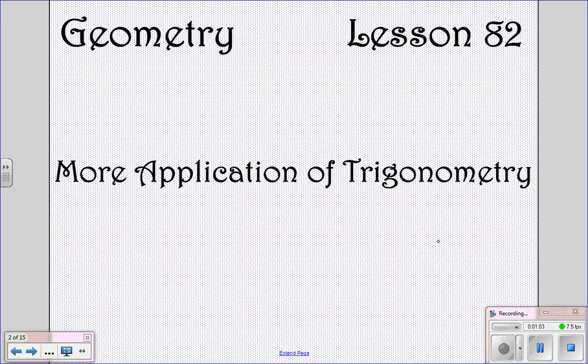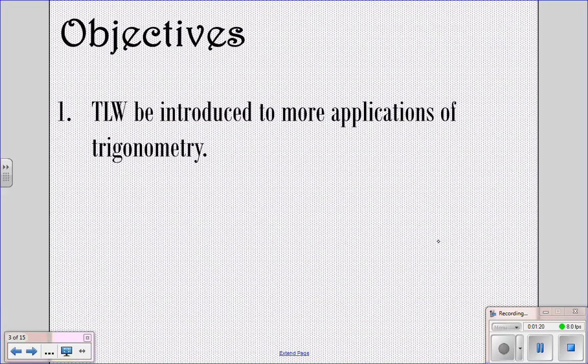Okay, so we are looking at lesson 82 today. We are going to be looking at application of trig. So this is going to be using your sine, cosine, and tangent. You should by now have those memorized, but if you don't, you definitely need to memorize them because they are not going away. So hopefully you'll understand the applications of trig in this example.